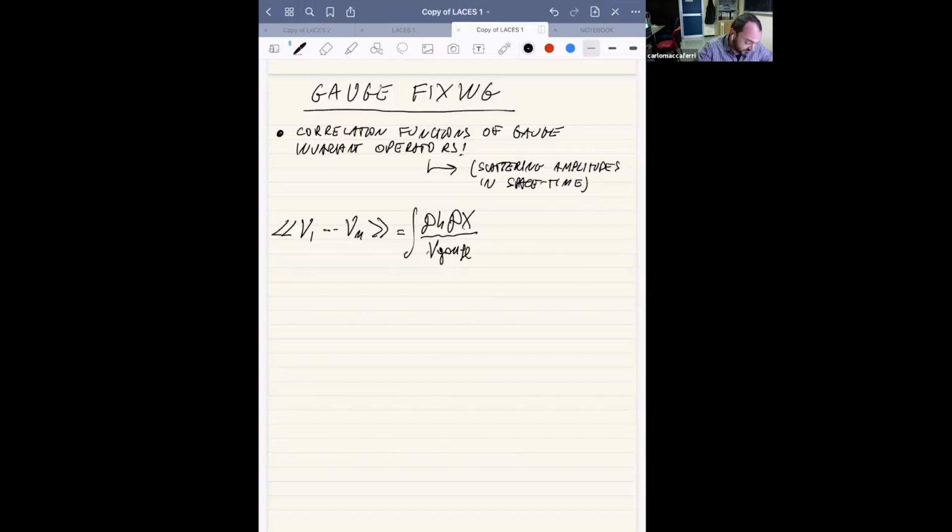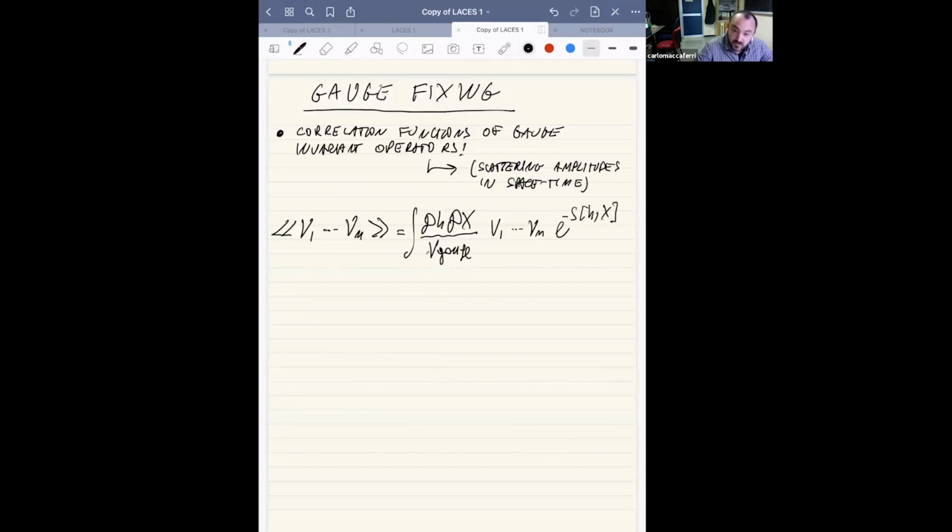Once I do this, then I can insert in the path integral my gauge invariant operators, and I can weight everything with my action, with my gauge invariant action.